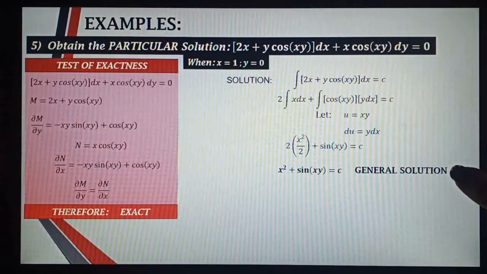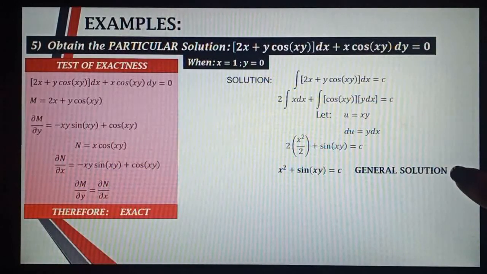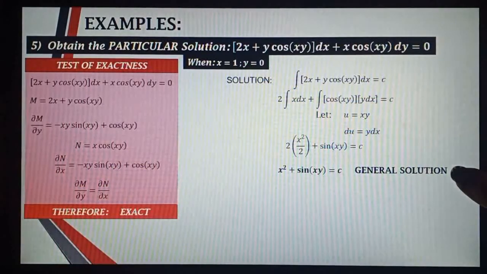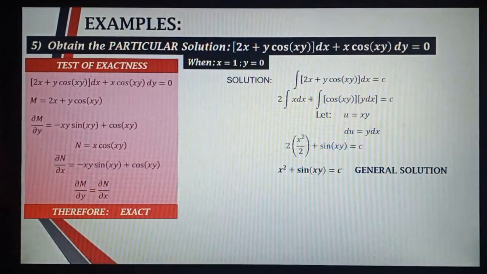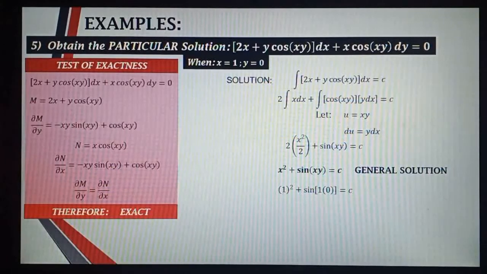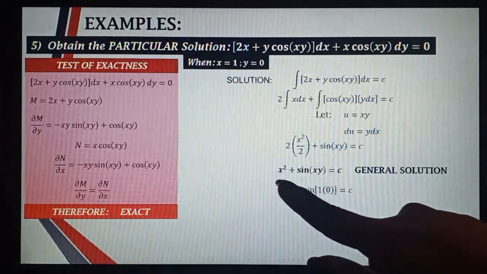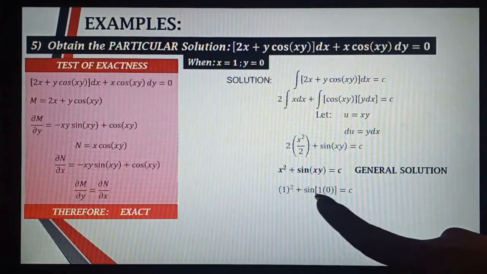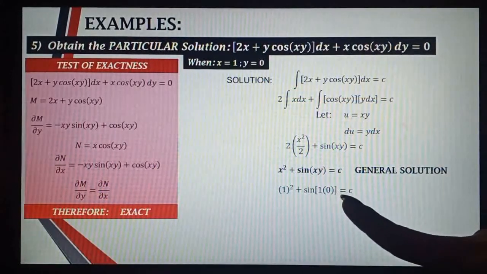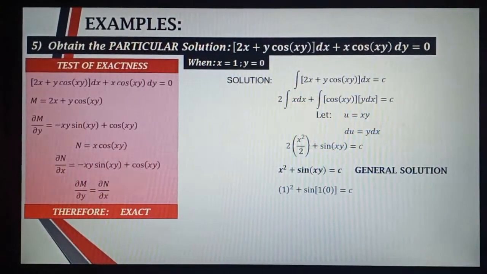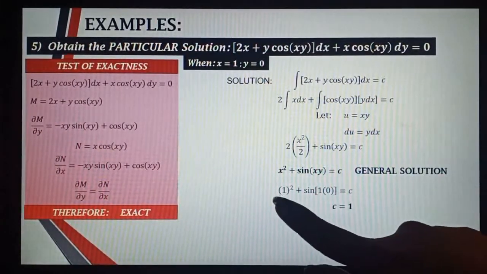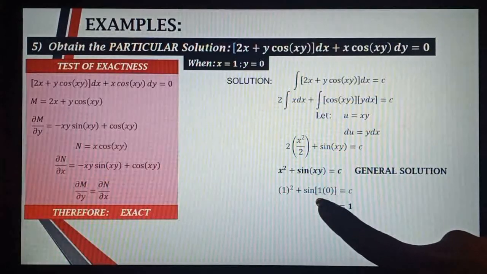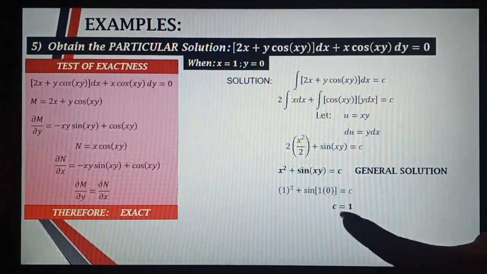But we have to get the particular solution. So, we have to simplify, or rather substitute, the value of x and y. So, the value of x is 1, the value of y is 0. So, you will have 1 squared, then sine of 1 multiplied to 0 equated to c. Now, evaluating the equation, you will have 1, then sine of 0 is equivalent to 0. So, the value of c is 1.